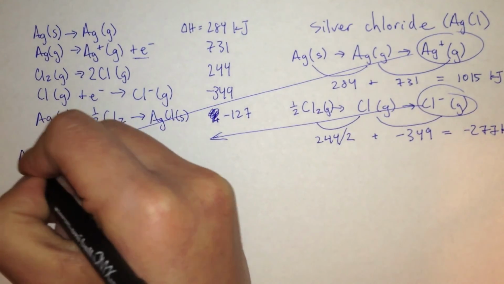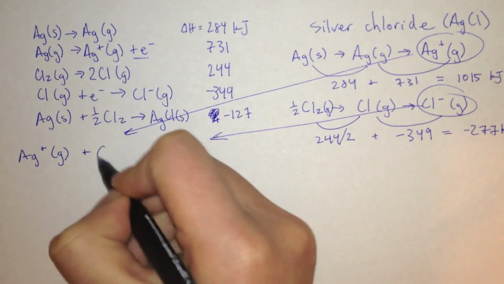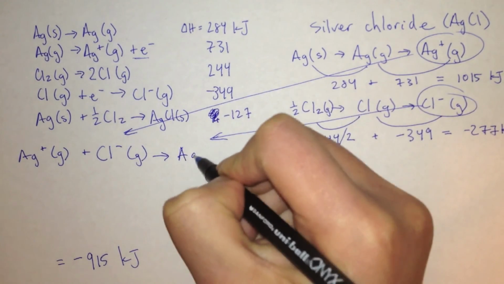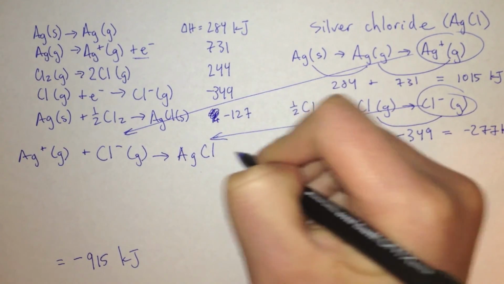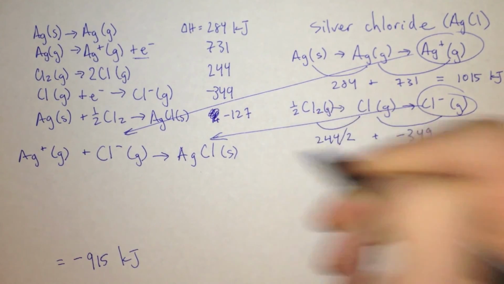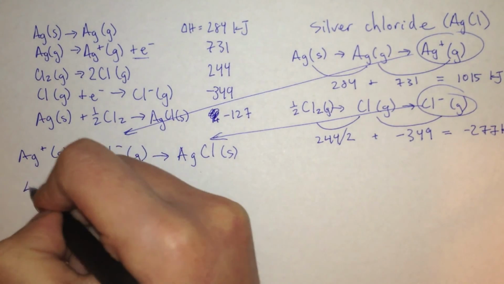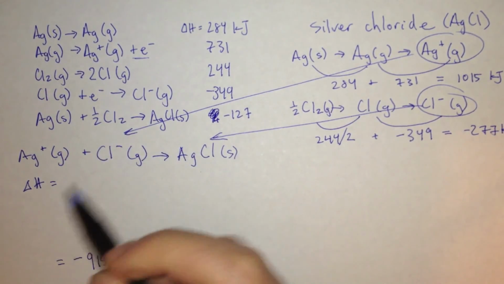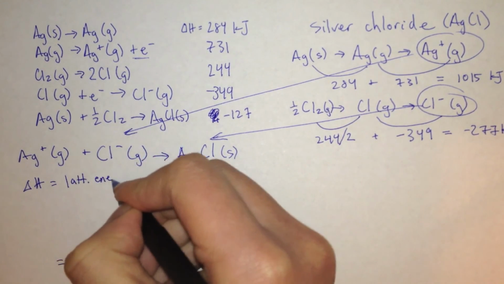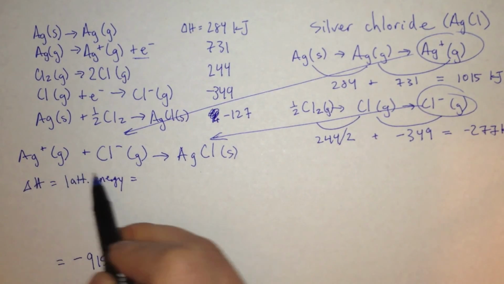So we're going to take these gaseous ions and we're going to create something with a lattice structure. In our case, this is silver chloride. And it's a solid because we want it to have a lattice structure. So then we use our heat of reaction. The heat of this reaction, which is also equal to the lattice energy, is equal to the heat of formation of the products minus the reactants.